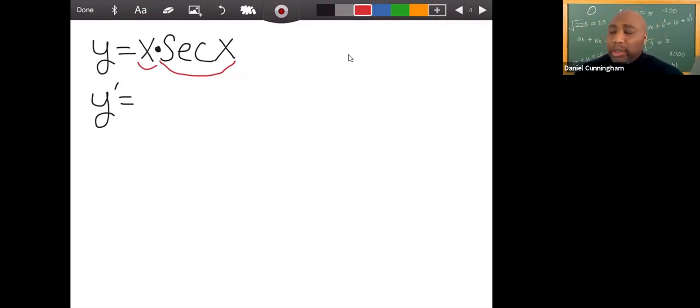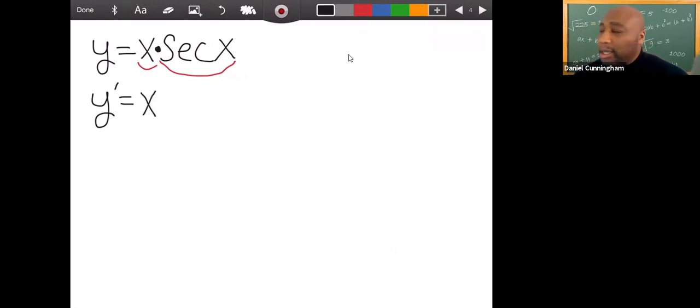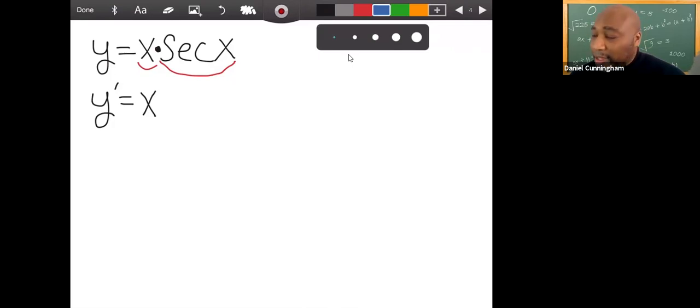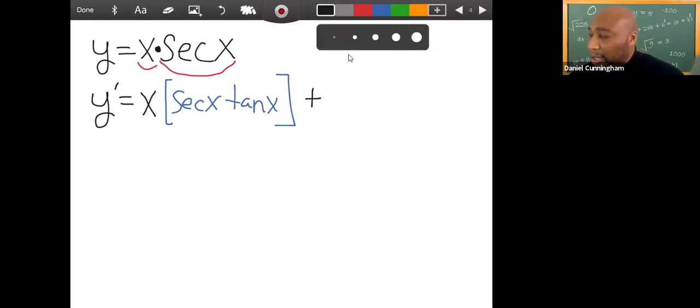And in the product rule, we'll say we take the first function, which is just x, and then we multiply it by the derivative of the second function. I'm going to write that in blue. So what's the derivative of the secant of x? The derivative of the secant of x is secant x tangent of x. And then we say plus, and then we write down the derivative of x, and the derivative of x is 1 times the secant of x, the original of the second.